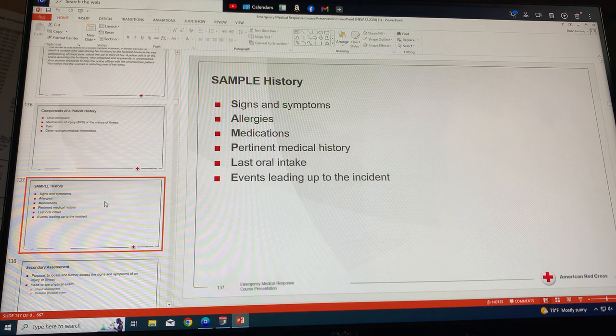Next is medications. Ask the patient questions to determine whether they are currently using any medications, both prescription and over-the-counter. Ask additional questions such as, do you take any vitamins or herbal remedies? Have you taken someone else's medications? Did you take any recreational drugs? Are you using any medical patches?